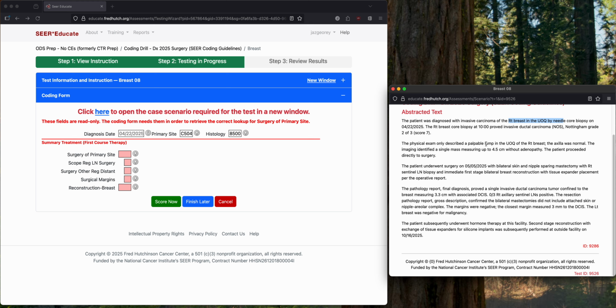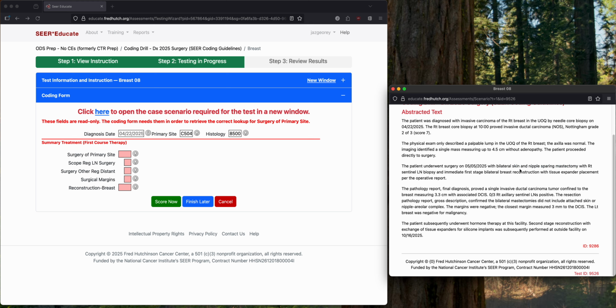Physical exam only described a palpable lump in the upper outer quadrant of the right breast. Axilla was normal. Okay, proceeded directly to surgery. Let's see what surgery was. Bilateral skin and nipple sparing mastectomy with right sentinel lymph node biopsy. Immediate first stage bilateral breast reconstruction. Okay, lots of stuff here.